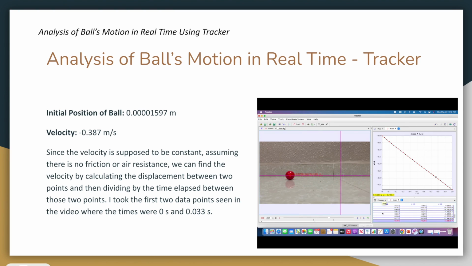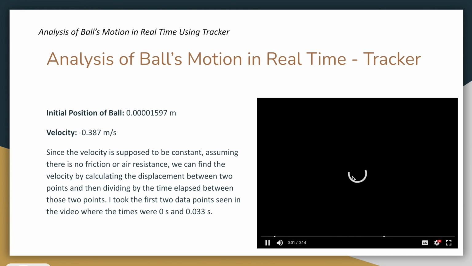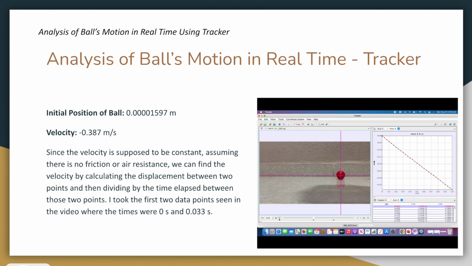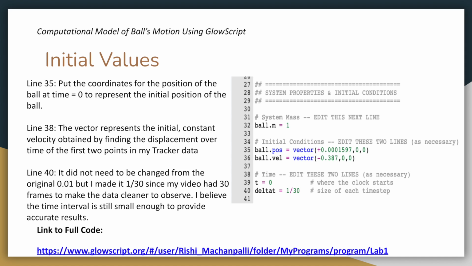Since this velocity is supposed to be constant, assuming there's no friction or air resistance, we can find the velocity by calculating the displacement between 2 points and then dividing by the time elapsed between those 2 points. I took the first two data points seen in the video where the times were 0 seconds and 0.033 seconds. The link below directs you to the full code used to create my computational model.